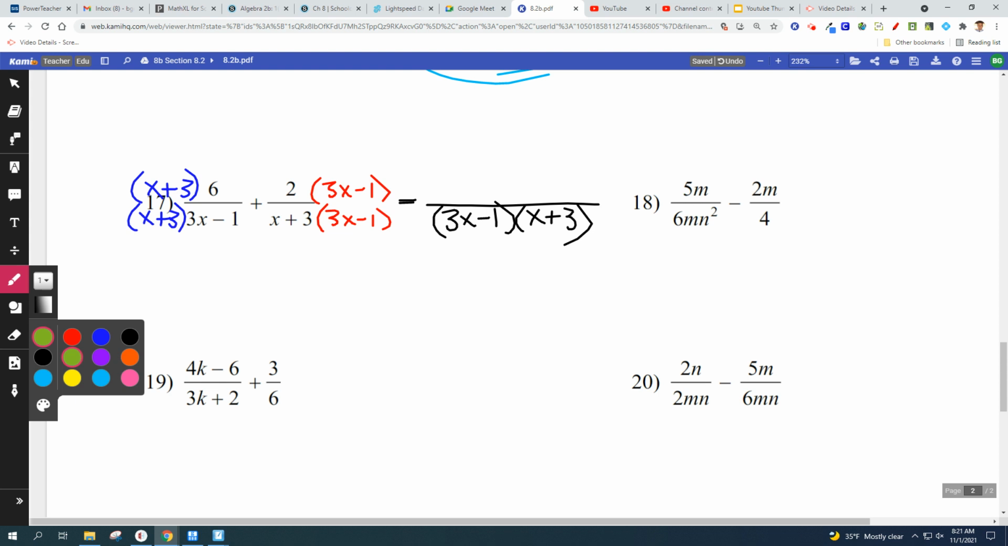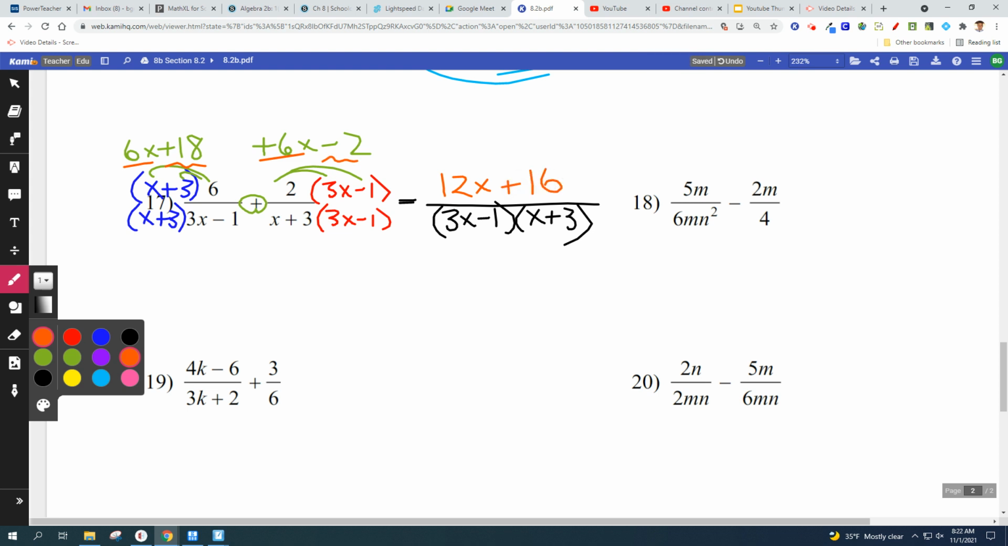Other than that, we've got a lot of stuff to clean up on the top. The top is the hard part. We distribute here, that's 6x plus 18. And notice this is a plus sign, so that makes it a little bit easier. We're distributing a positive 2. That's going to be plus 6x minus 2. You've got to pay attention to that plus sign right there. So like terms, I've got 6x plus 6x is 12x. And 18 minus 2 is plus 16.